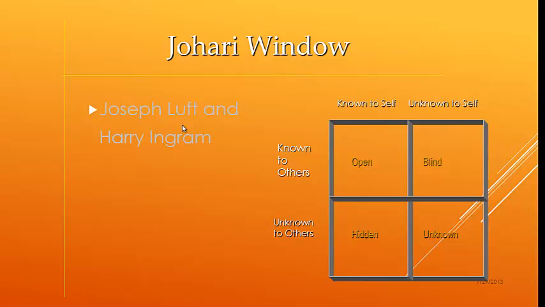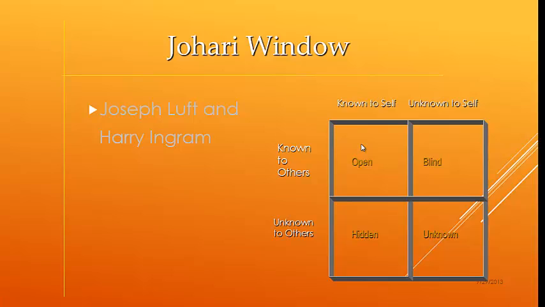Moving on, let's look at the Johari Window. This was a theory created in the 1950s by two men, Joseph Luft and Harry Ingram, and they put their first names together to create Johari Window. And there's 4 quadrants to the Johari Window, and I'm going to be really careful with my mouse because I don't want to move the slide around.